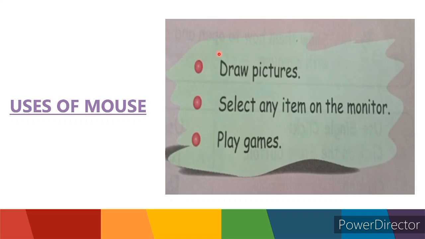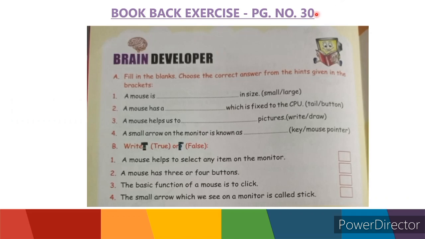So children, now we are going to do the book back exercise on page number 30. Brain developer. Exercise A, filling the blanks. Choose the correct answer from the hints given in the bracket. Number 1. A mouse is dash in size, small or large. What's the answer? Yes, it is small in size. Then second one. A mouse has a dash which is fixed to the CPU, tail or button. Yes, a mouse has a tail that is fixed to a CPU, right? So the answer is tail.